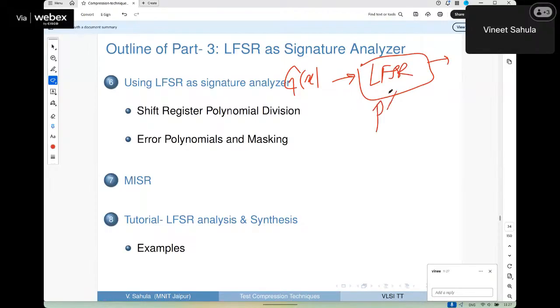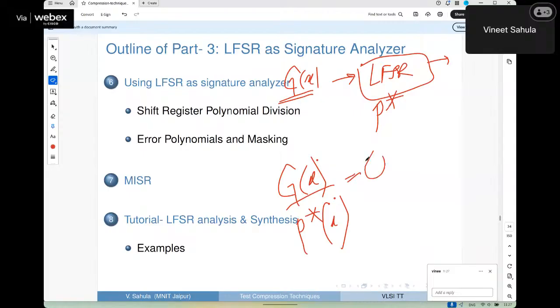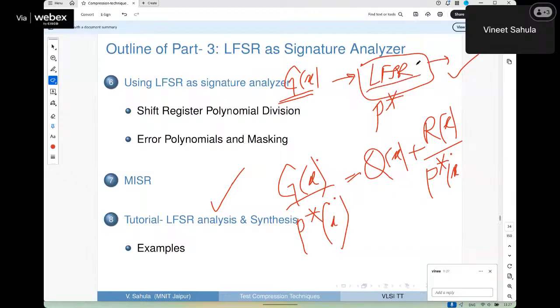My polynomial for the LFSR will be P star. This is equivalent to dividing the generating polynomial by P star. So P star is the LFSR. It will divide the input sequence polynomial and will get Q, the quotient, and the remainder is stored in the LFSR. If I can do this polynomial division, my residue in the LFSR will correspond to this polynomial R here. That's all, nothing else. Right?